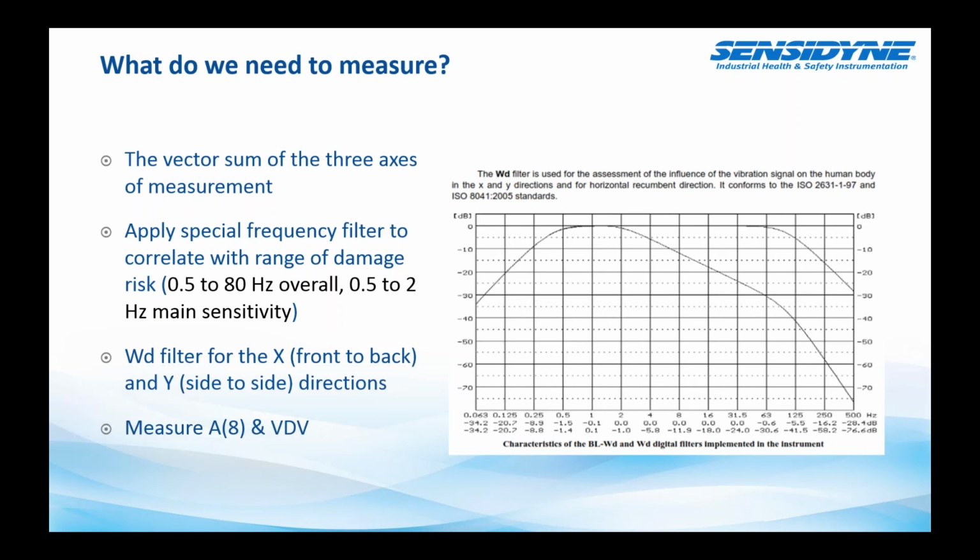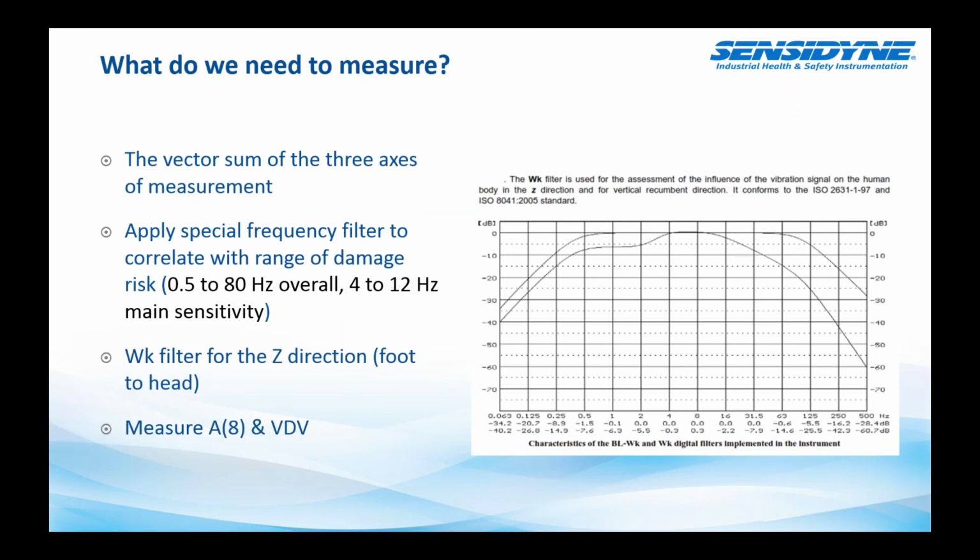Okay, for the Z direction, let's not forget about that one, because of the different structure of our bodies, we have a different frequency filter shape for this one. Still again ½ a hertz to 80 hertz, but this time 4 hertz to 12 hertz are our main frequencies of sensitivity. So we measure with a filter called the WK filter. Again, we want the 8-hour average and possibly this VDV value.